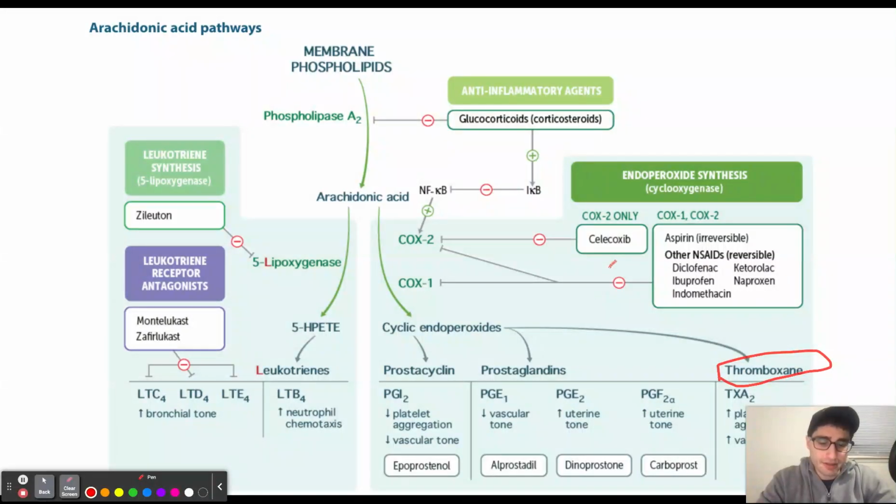Another side effect that we need to be aware of with celecoxib is that it is a sulfa drug. So if the patient has a sulfa allergy, then we're not going to be able to prescribe celecoxib.